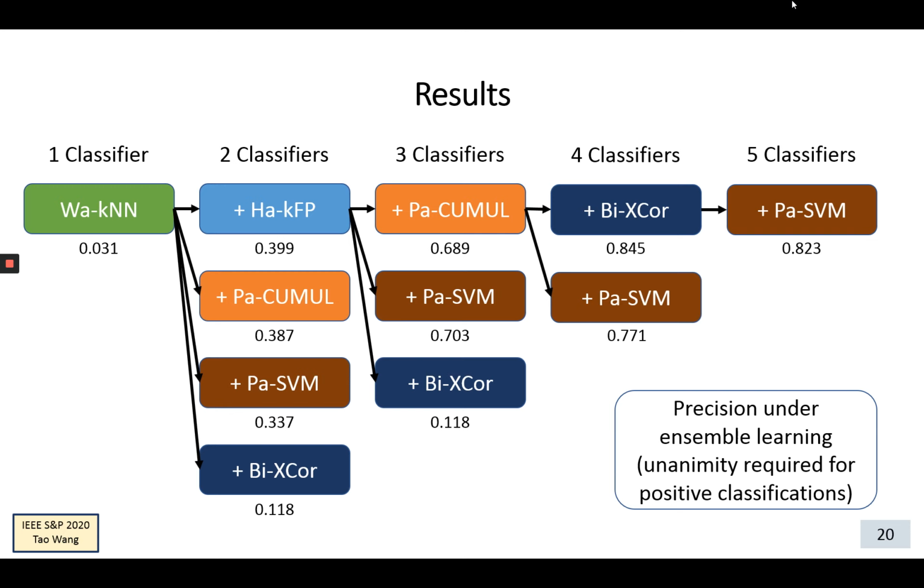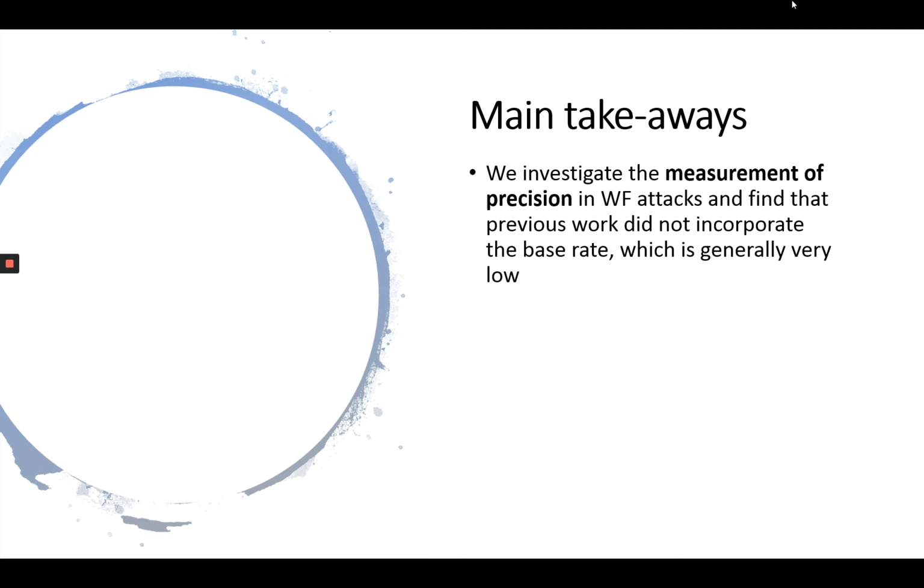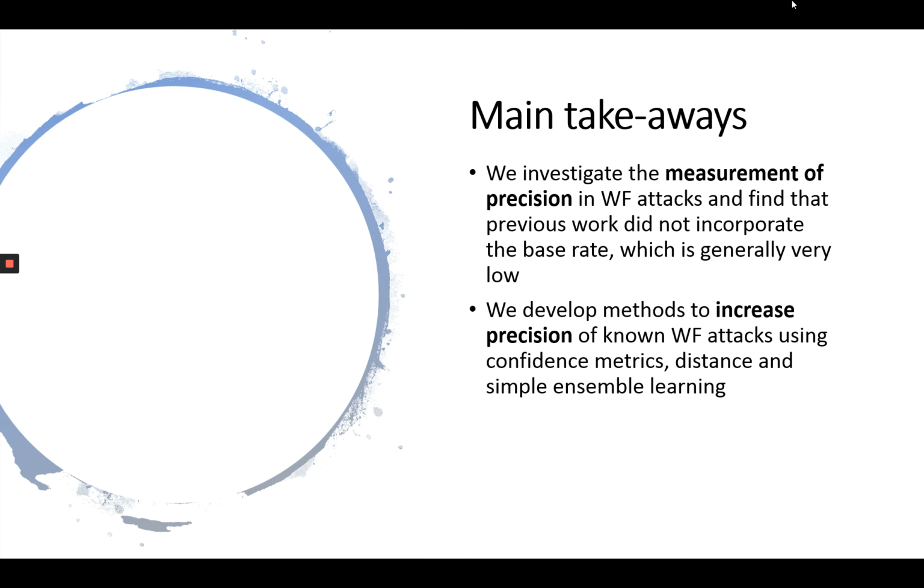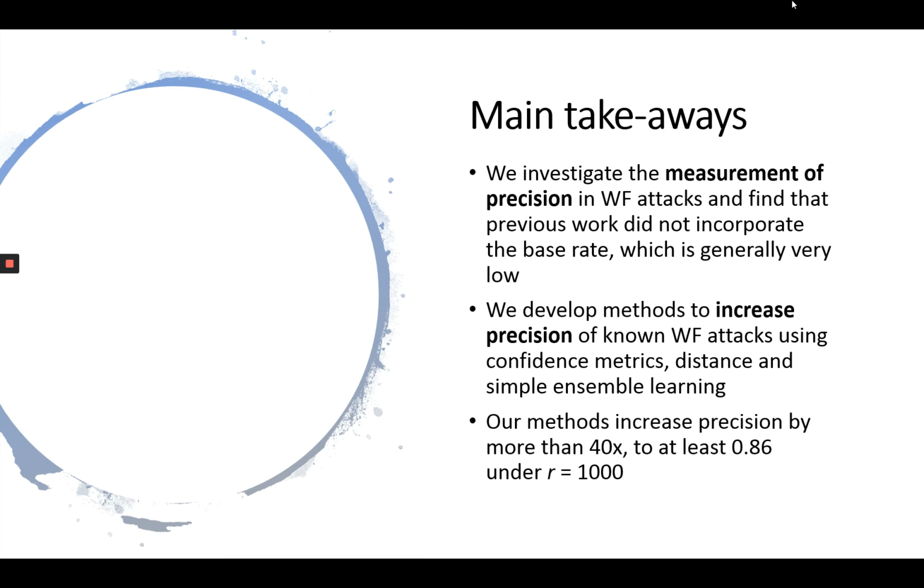The nice thing about this result is there's no parametrization. It's just 4 or 5 classifiers. So, the main takeaways of this paper: we measured precision in WF attacks, and we found that because previous work didn't incorporate the base rate, which is generally very, very low, corresponding to a very, very high R, precision has been calculated incorrectly. In actuality, the precision of all known WF attacks has been quite low. So we developed methods to increase their precision using our ideas. And we find that in the best case, we can increase precision by more than 40 times to at least 0.86 under R equals 1000. It's more than 6 times compared to the best previous work.